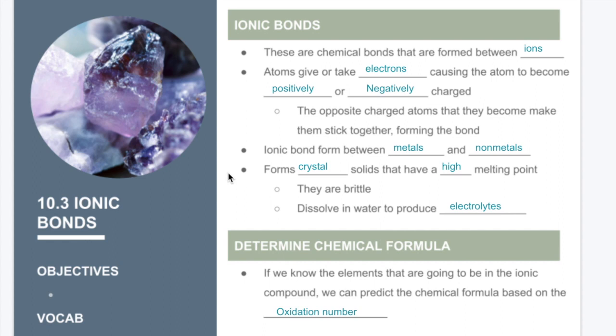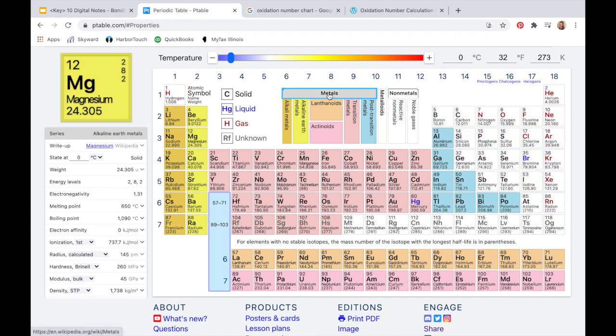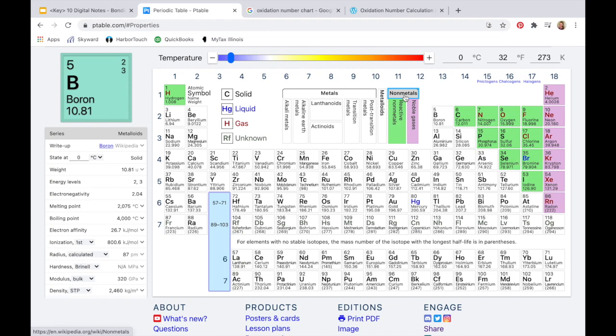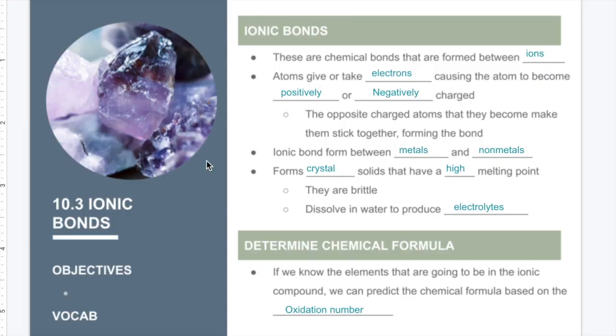Ionic bonds form crystal solids that have very high melting points, but these crystals are brittle. So one classic example of an ionic bond is sodium chloride. So if I look at my periodic table, sodium, which is over here in the metal section, and then chlorine, which if I highlight my nonmetals up here, is in fact a nonmetal, so it is an ionic bond. Sodium chloride is table salt, and if you look at the structure of table salt under a microscope, you can see that it does have a crystal shape, but it is very brittle. You could smash it with a hammer and it would just shatter.